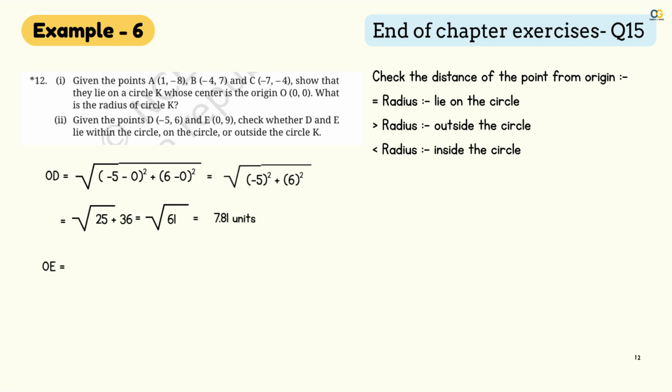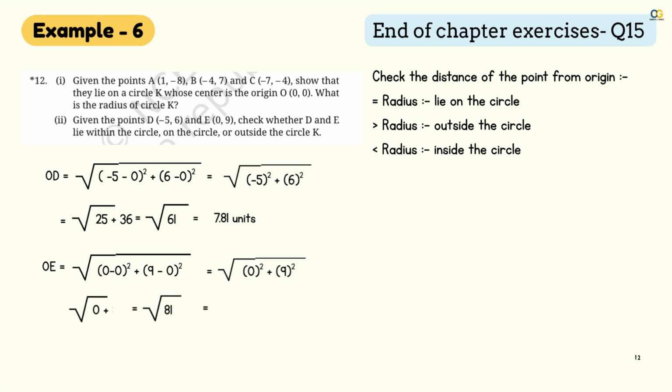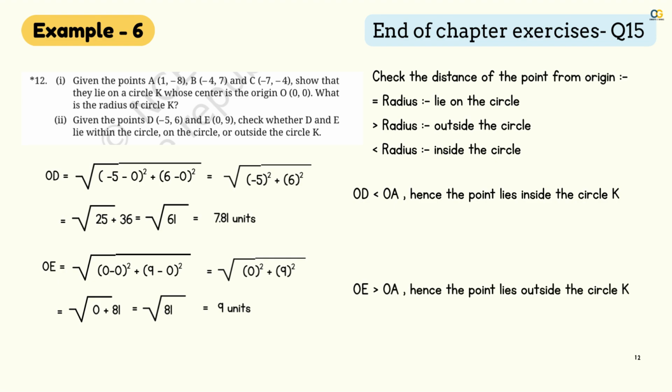And OE, the distance, would be equal to (0 minus 0) whole square plus (9 minus 0) whole square, which is square root of 0 square plus 9 square, which is root over 81, which is equal to 9 units. We can see that OD is less than OA or any of the radii that we have. Hence, this point lies inside the circle, and OE is greater than the radius. Hence, it lies outside the circle K.